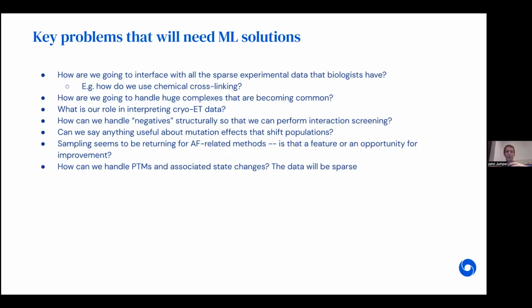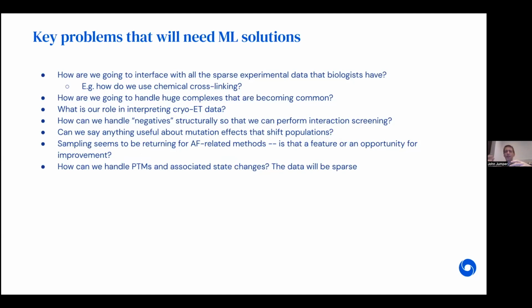Here are questions like, how do we use sparse experimental data, very, very tiny datasets that make the PDB look huge? How are we going to handle huge complexes? Are we going to keep doing ever larger quadratic memory, pairwise networks, et cetera? Are we going to go to sparsity? Cryo-ET is certainly going to be important. It's extraordinarily structural and it's extraordinarily large. How in the world are we going to relate to that as a structural community?